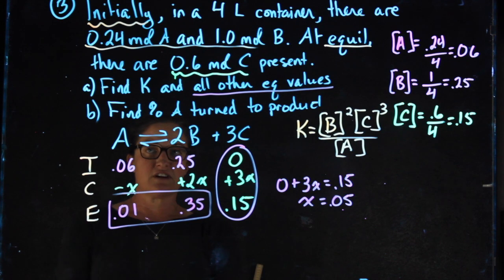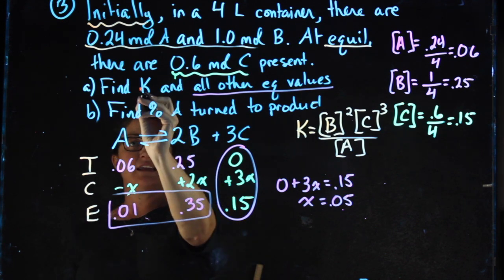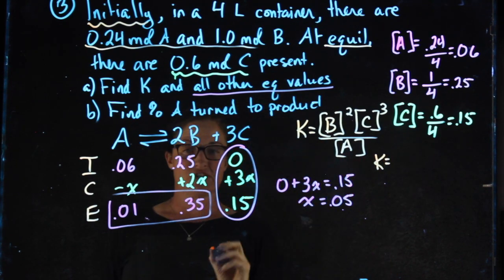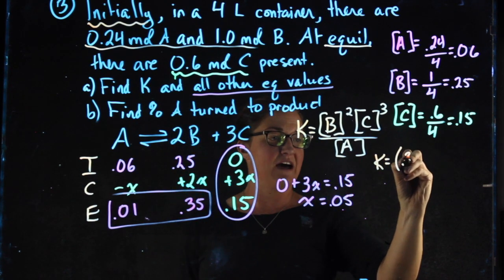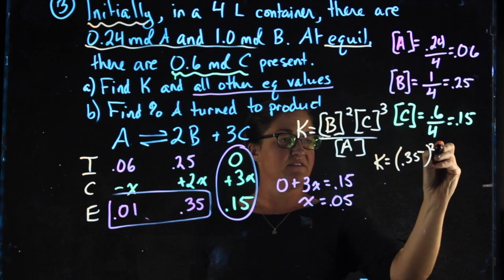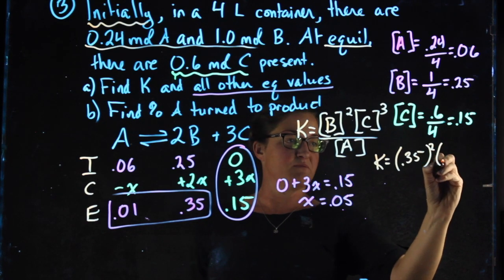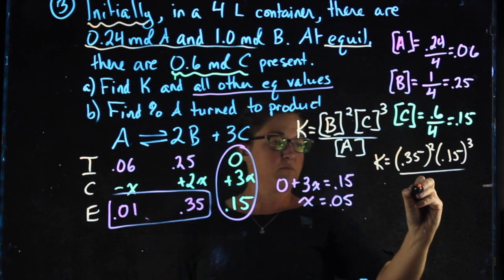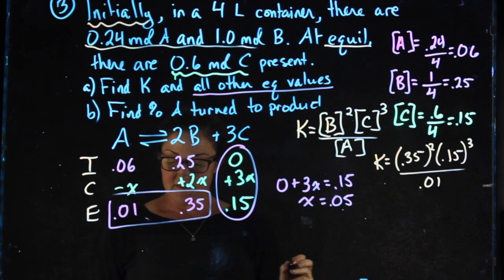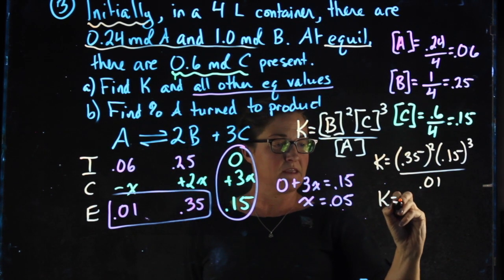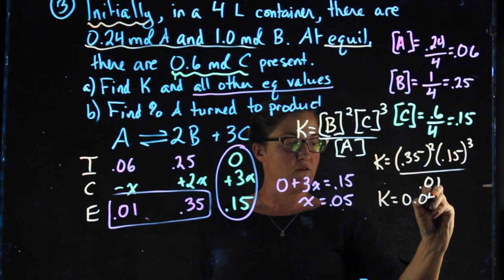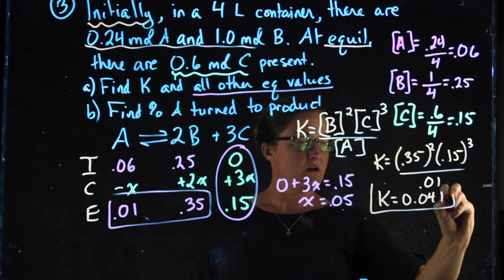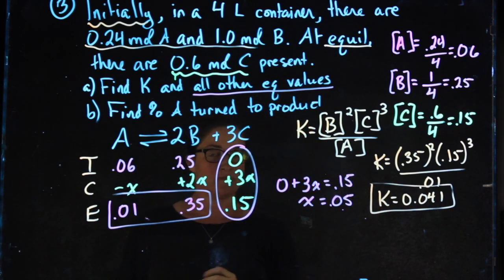The other part of the answer I need to do for A is I need to find K. So I have my equilibrium expression here. I'm going to plug in my equilibrium values. 0.35 squared times 0.15 to the 3rd power over 0.01 gives me a K value equal to 0.041. Also a portion of my answer.